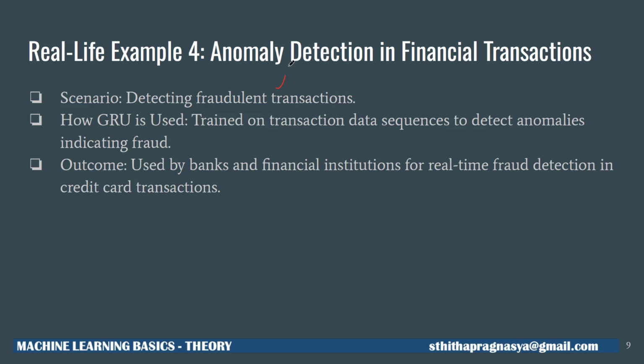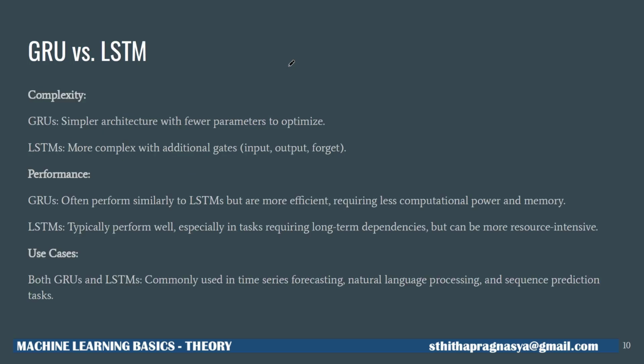And anomaly detection in financial transactions, detecting fraudulent transactions. GRUs can be trained on sequences of transaction data to detect anomalies that could indicate fraud. The model learns to recognize normal patterns of behavior and flags deviations. The outcome or use case would be that banks and financial institutions use GRUs for real-time fraud detection in credit card transactions, protecting customers from unauthorized activities.